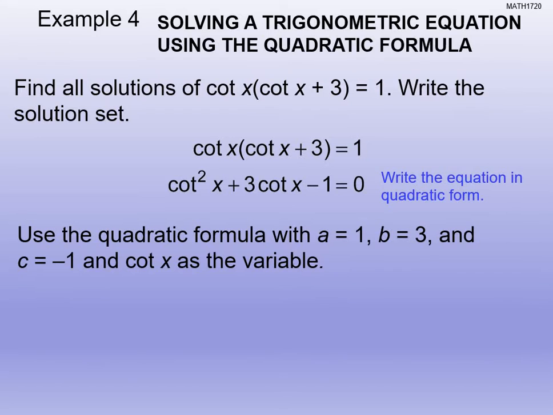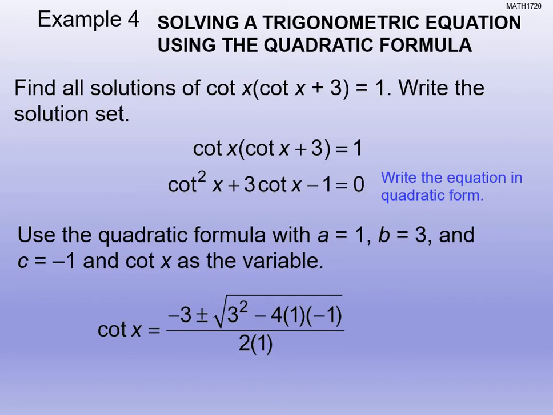Notice the coefficient in front of cotangent squared is a 1. The coefficient in front of cotangent is 3, and c is our -1. So a is 1, b is 3, c is -1. All right, and we treat cotangent like x. So then you just substitute into the quadratic formula once again. -b divided by 2a plus or minus the square root of b squared minus 4ac all over 2a. Google it if you need to, all right? But here it is substituting in, and then we just calculate the values.